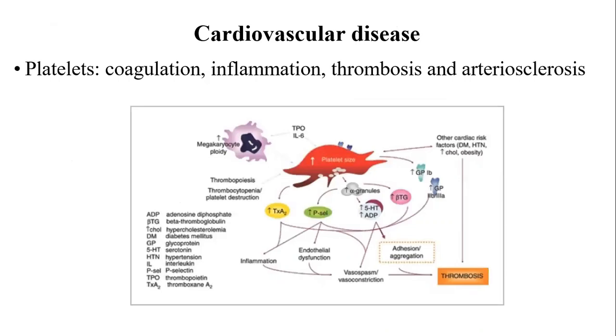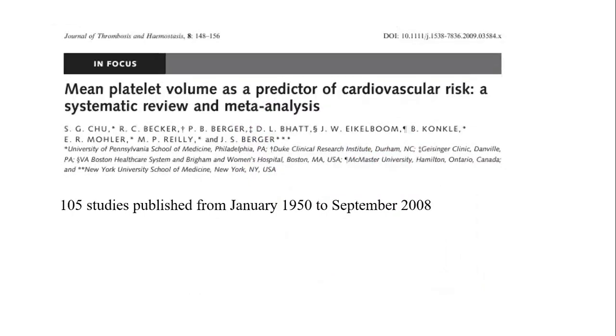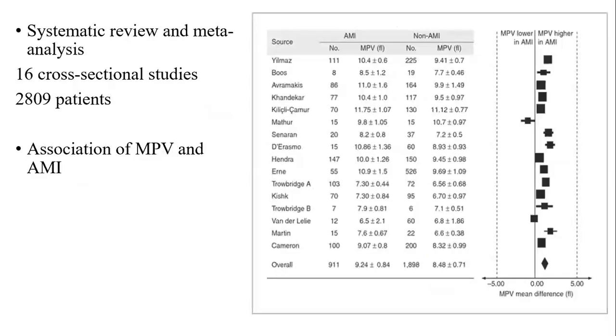The second disease entity is cardiovascular disease. We all know that platelets play a major role in coagulation, inflammation, thrombosis, and arteriosclerosis. There has been a meta-analysis done among 105 studies published from 1950 to 2008. And here there was a systematic review and meta-analysis of 16 cross-sectional studies to assess the association of mean platelet volume in acute myocardial infarction.